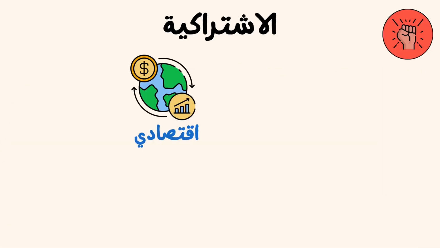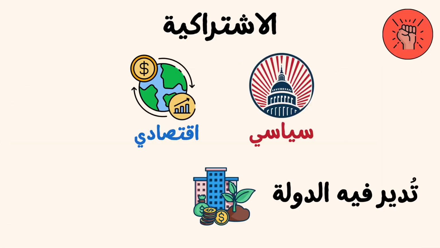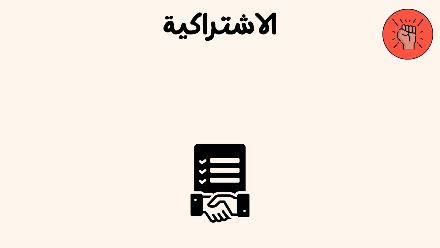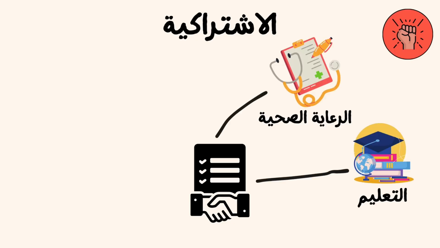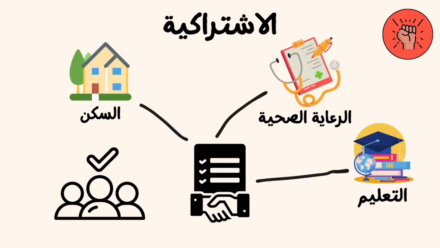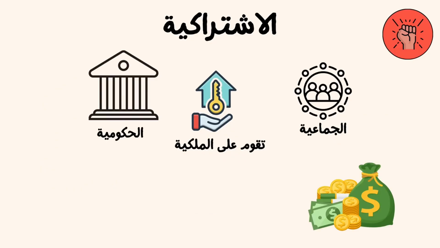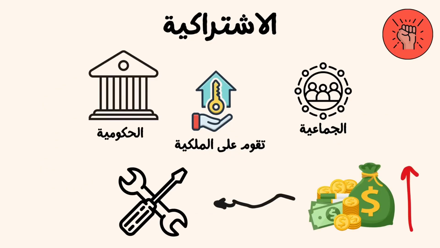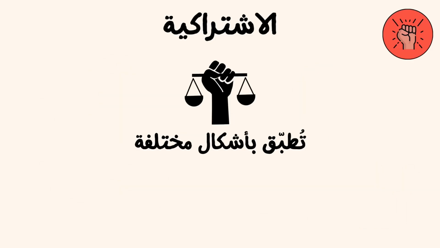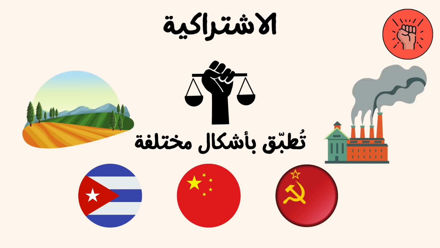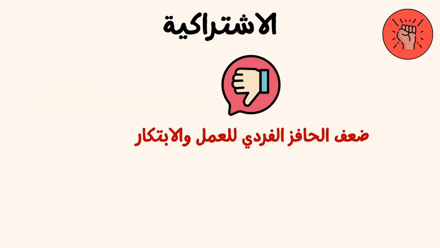Socialism is a political and economic system in which the state manages resources and production to achieve equality and reduce the gap between the rich and the poor. It aims to provide basic services like education, healthcare, and housing for all citizens without discrimination. It relies on collective or state ownership, where profits are used to serve the community instead of being accumulated by a few. It is applied in various forms in countries like Cuba, China, and the former Soviet Union, with broad state intervention in the economy.